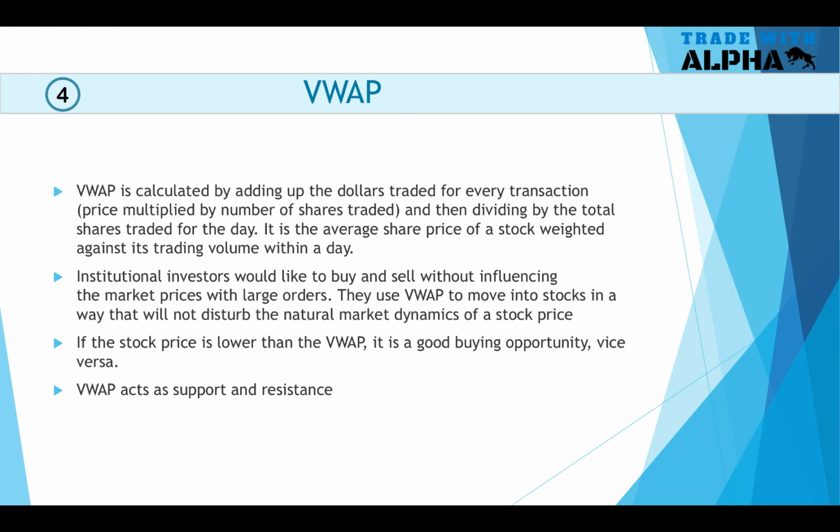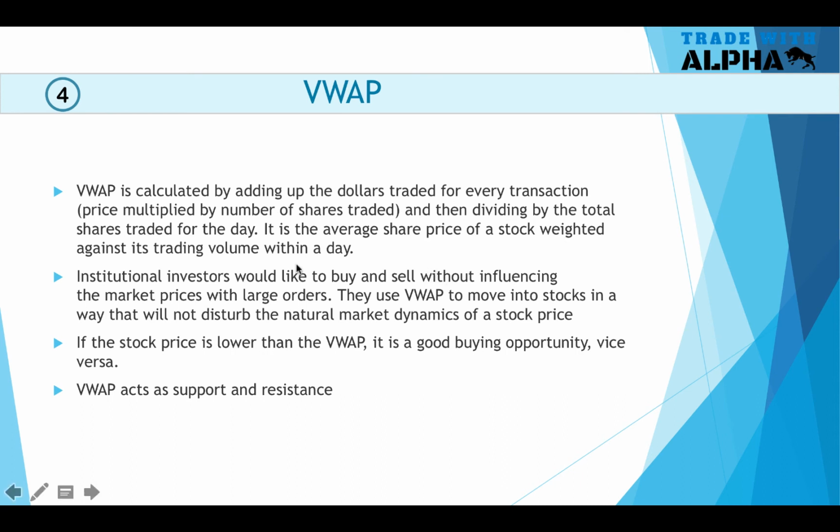It is the average share price of a stock weighted against its trading volume within a day. Now, if this sounds confusing, don't worry, it's actually not. It's very simple. So it takes into account the number of transactions that are happening and the weight of those transactions. So how many shares are people trading of the stock? And based on that, what should the price be? What should the average price be based on the volume?